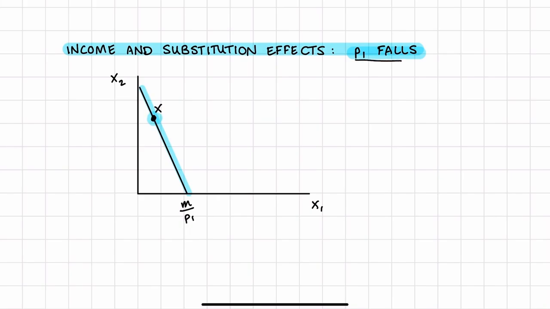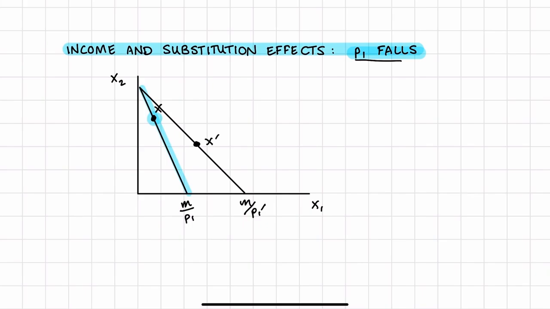So that's a pivot out to where this is M over P1 prime, and P1 prime is lower than P1. So that x-intercept is higher. We can afford more of X1 because X1 is cheaper now. Under this new budget constraint, we choose to consume this amount, X prime.